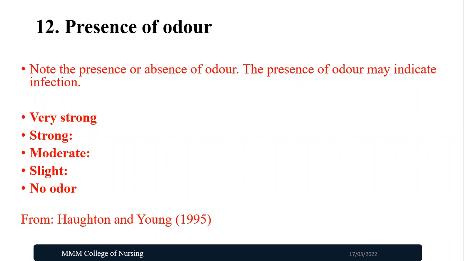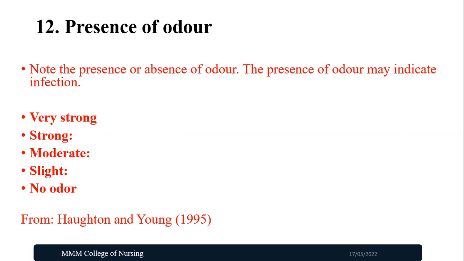Next component is the odor. Odor is significant when it is new or when it has changed. Though there is no universally recognized scale for measuring odor, we can describe it as strong, very strong, moderate, slight, or no odor. Whenever there is an odor, it indicates there is an infection.